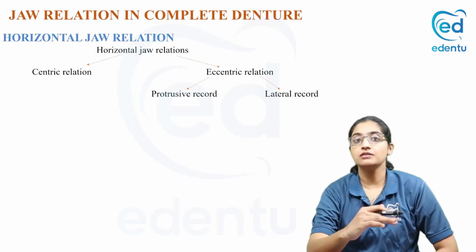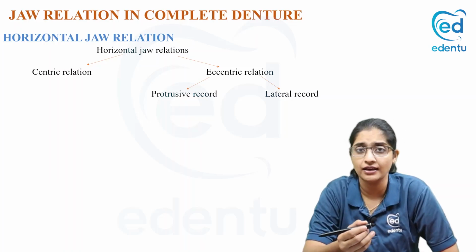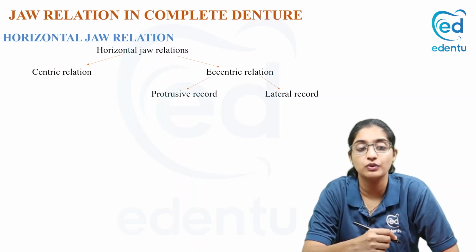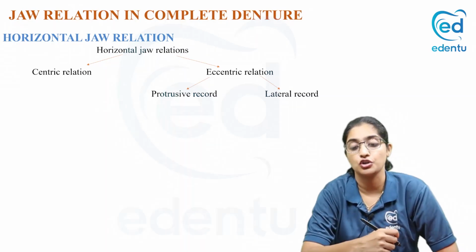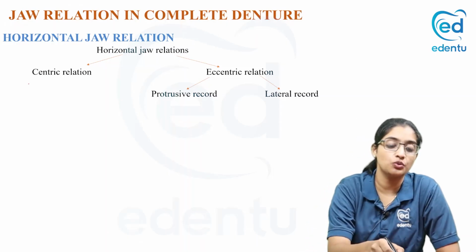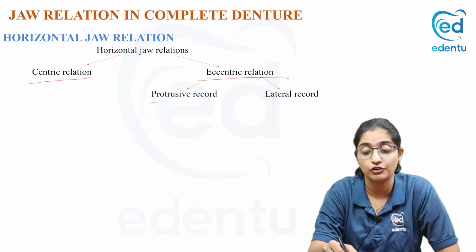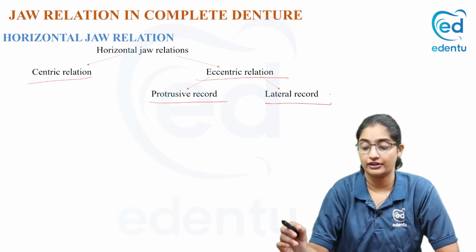Next, we will discuss the horizontal jaw relation. So, we have completed orientation jaw relation and your vertical jaw relation. We will next discuss your horizontal jaw relation. Horizontal jaw relation, we already discussed. You have centric relation and eccentric relation. And in eccentric relation, you have your protrusive records and your lateral records.